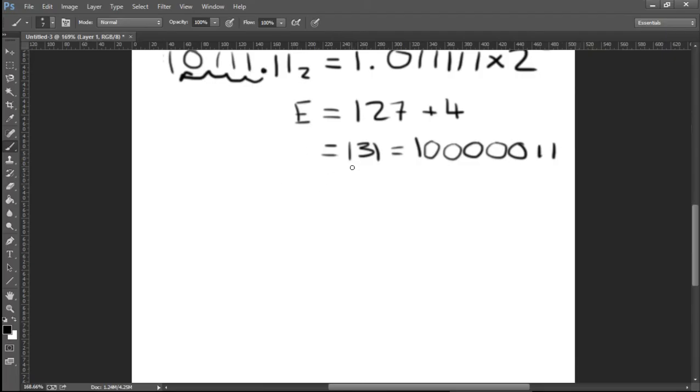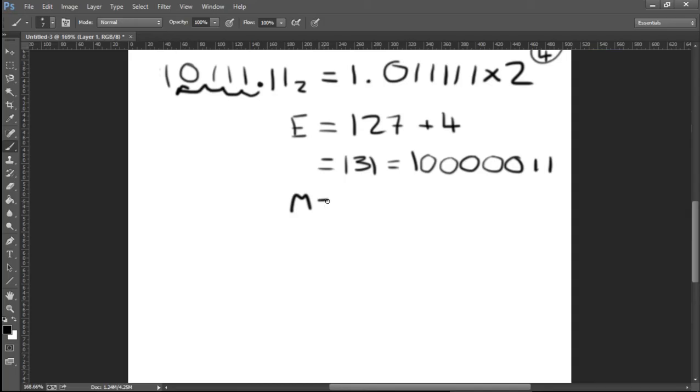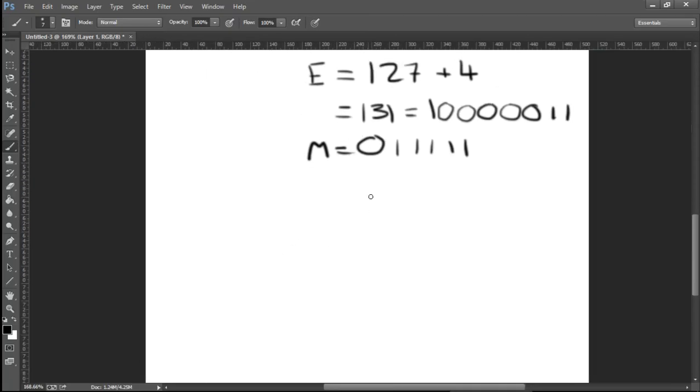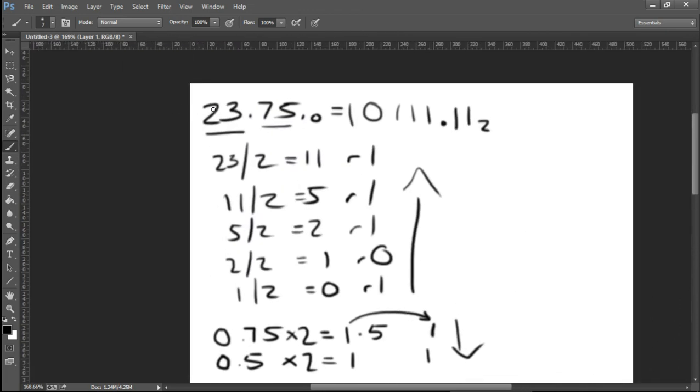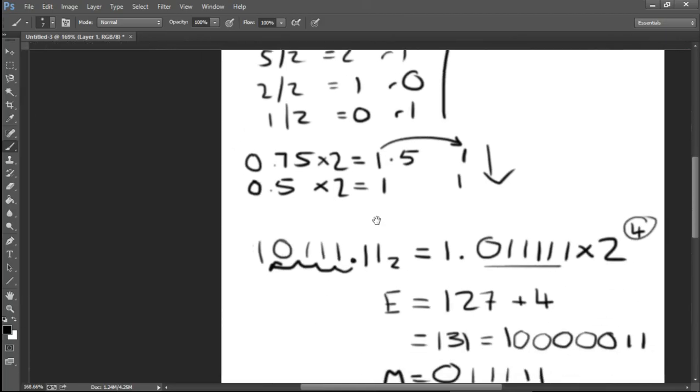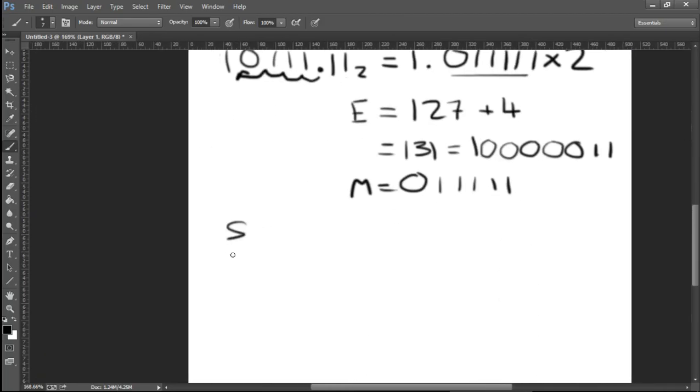Now that we've got the exponent, let's do the mantissa, which is really, really easy. The mantissa is literally this section here: 0, 1, 1, 1, 1, 1. So we've now got our exponent and our mantissa. Let's put it all together. Let's get the sign to start with, because it always goes sign, exponent, mantissa in that order. To get the sign, just look at this. This is a positive number, so our sign is going to be a 0. Then the exponent is this up here: 10000011.